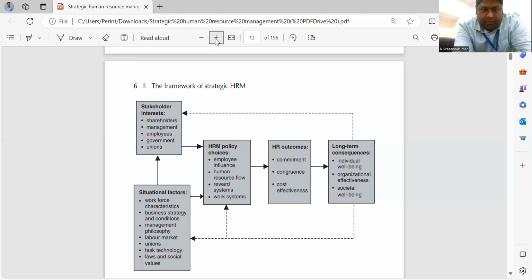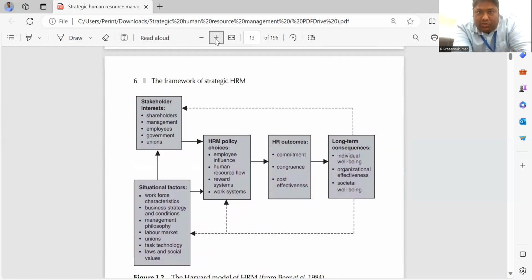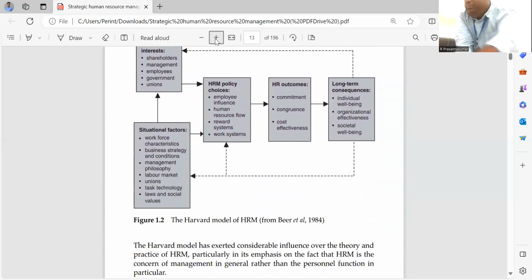Now down to that, you can go through this chart. You can see the chart which is given there. Okay.